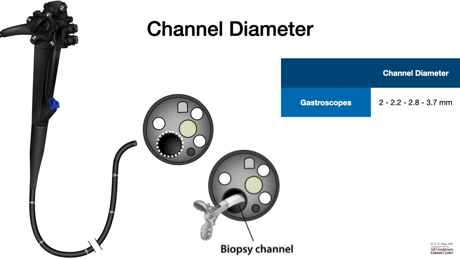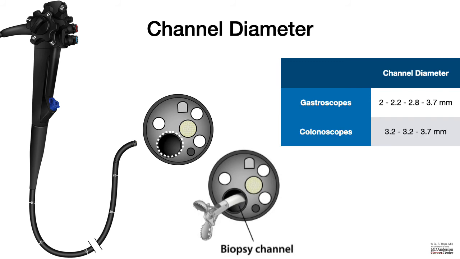Gastroscopes, slimmer scopes tend to have a smaller channel of 2 millimeters. An adult gastroscope has a channel of 3.7 millimeters. Most of the instruments that are developed by the manufacturers are anywhere between 2.2 to 3.7 millimeters in size or less, so that these can go through a gastroscope.